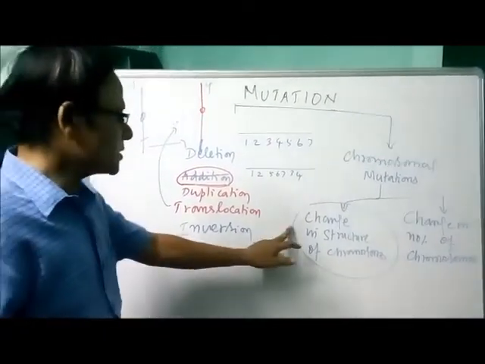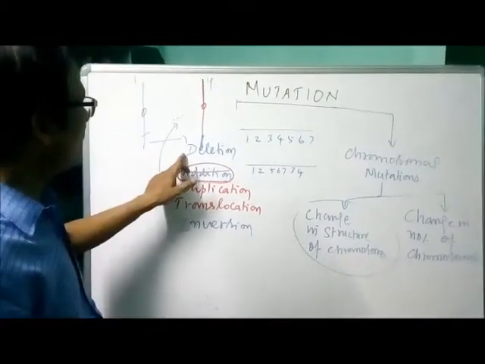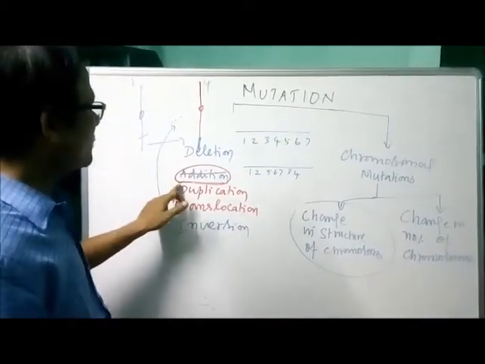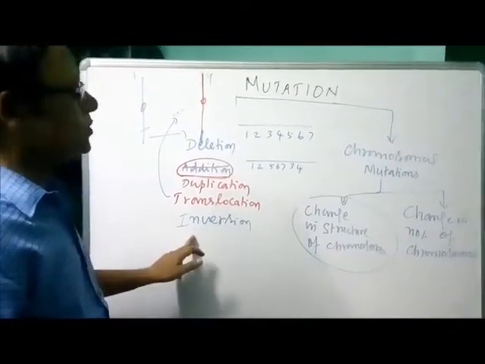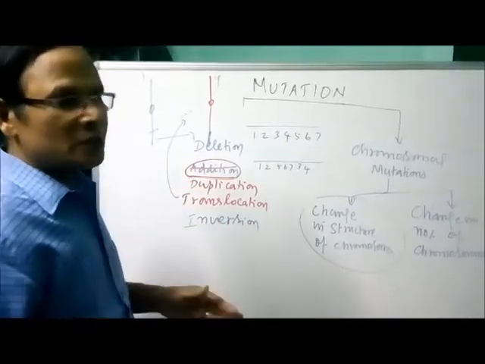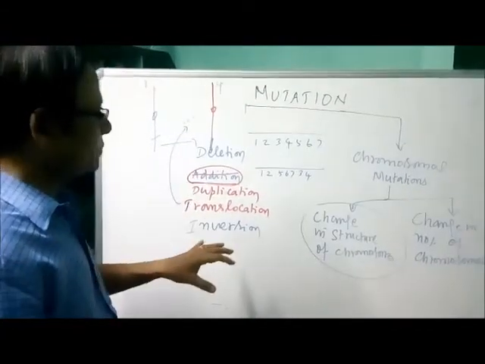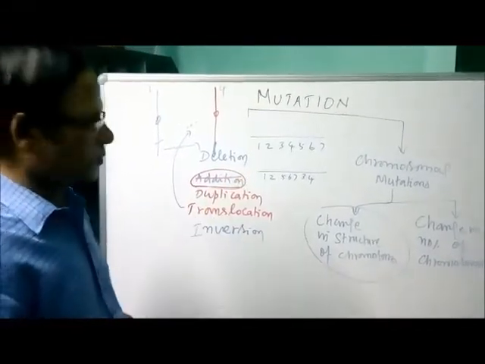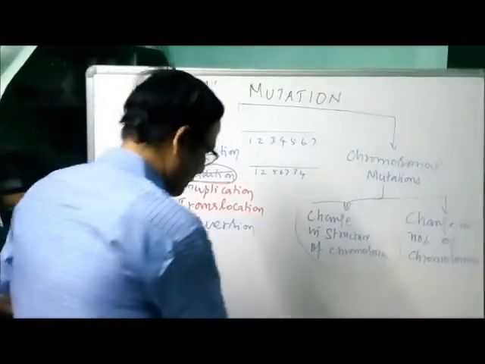Anyway, change in structure of chromosomes occurs during cell division, either because of deletion, duplication, translocation, or inversion of the chromosome. So the change in number and arrangement of genes occurs because of these activities. This is only a change in structure in a particular chromosome. Now let's go to the change in number of chromosomes in the next part.